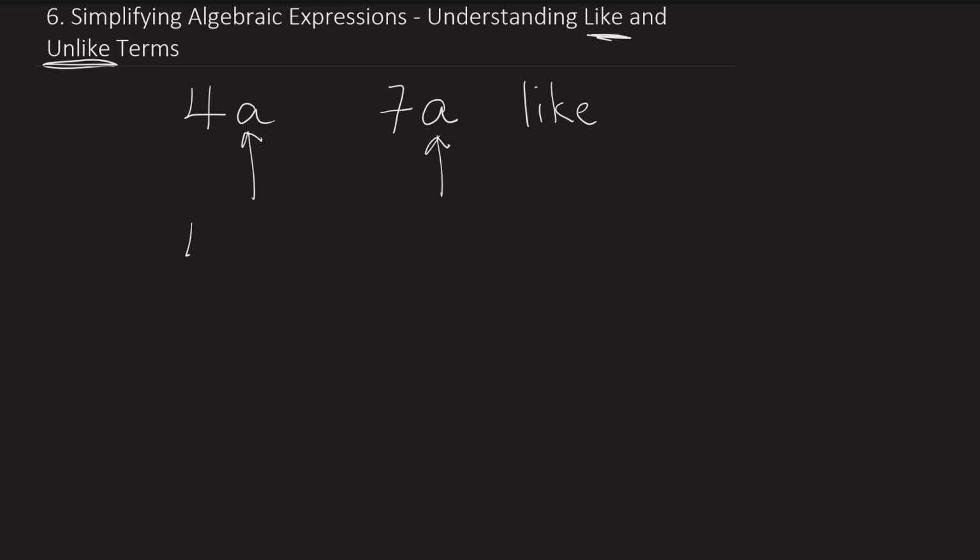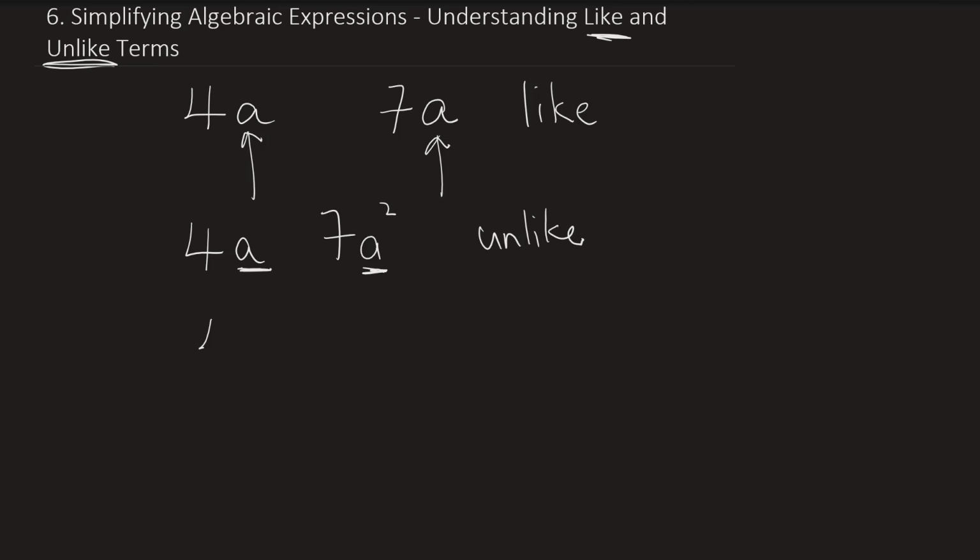Let's take a look at these two terms, 4a and 7a squared. The variable here is a and here it is a squared. So these are unlike terms.